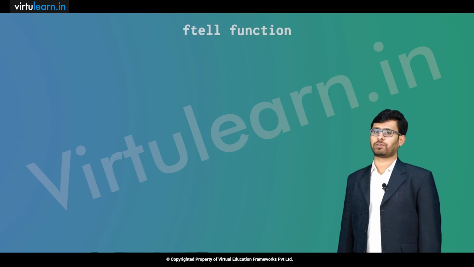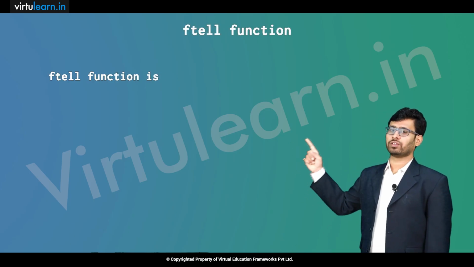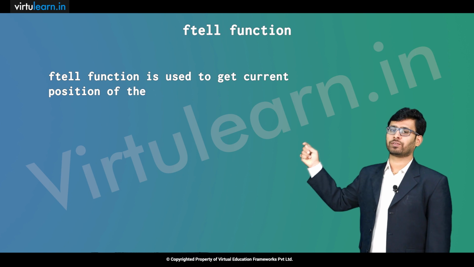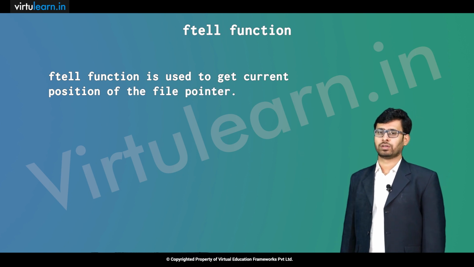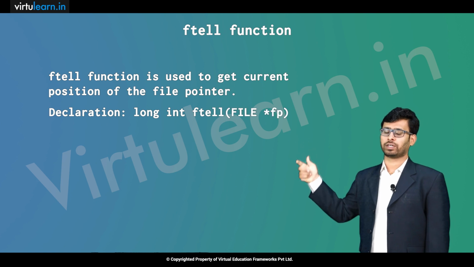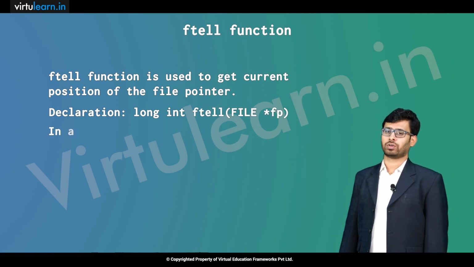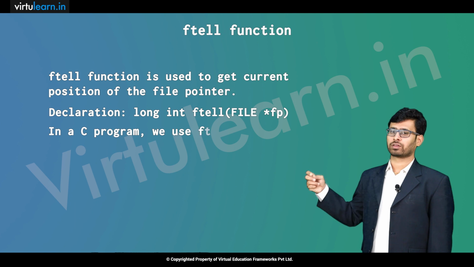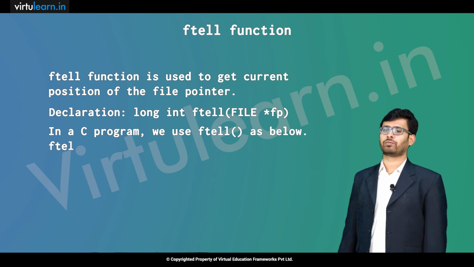The next one is ftell function. Ftell function is used to get current position of the file pointer. So how we need to write it is ftell of file pointer. So in our C program we can use it as ftell followed by the file pointer name.